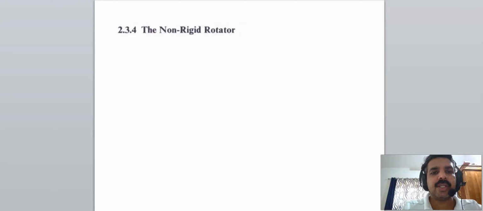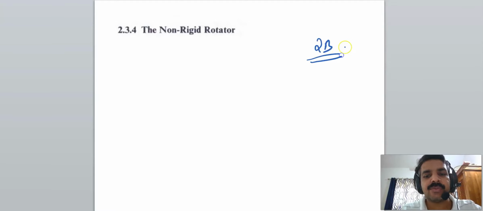the non-rigid rotator. In the rigid rotor approximation, we get a constant 2B separation of the energy levels. But actually the spectrum is not like that.